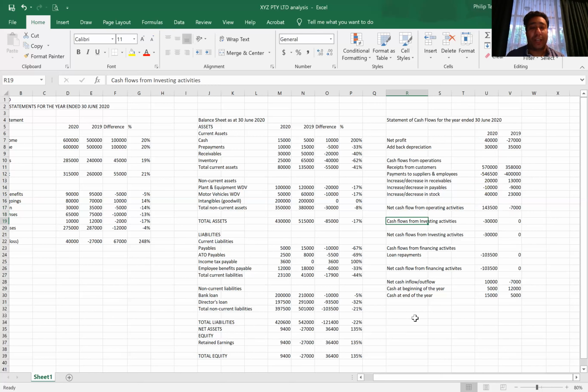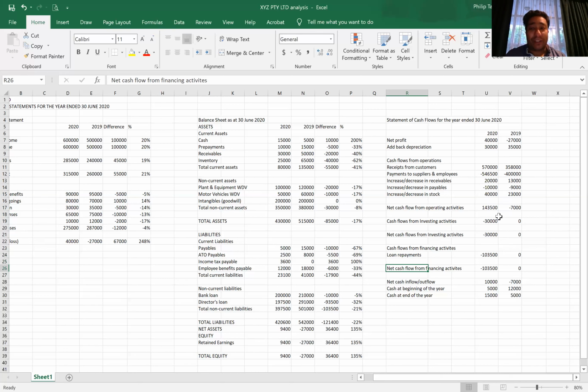Now, the next component is a net cash flows from investing activities. So that includes any property, plant, and equipment, including motor vehicles that you have purchased or sold, which go into the statement of cash flows from investing activities. And then the last component is cash flows from financing activities, which includes your non-current liabilities. So any proceeds from borrowings or any loan repayments get allocated to cash flows from financing activities.